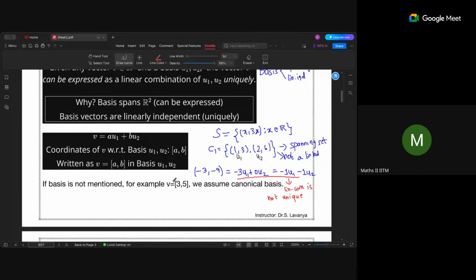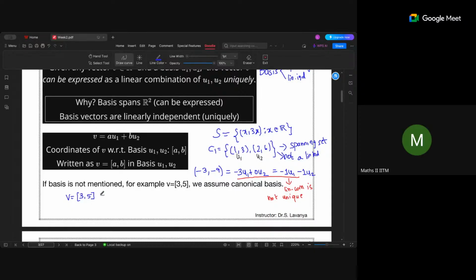Now suppose you have v is equal to 3 comma 5. From the first glance this might not be very easy to understand. Let's do more examples and then come back to the definition. Just be patient till you understand. I will explain with many examples for you. So now here v is equal to 3 comma 5.